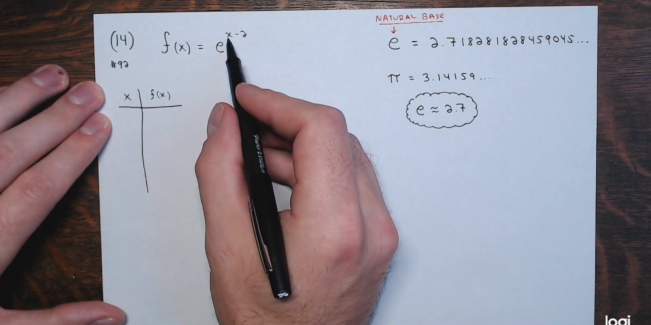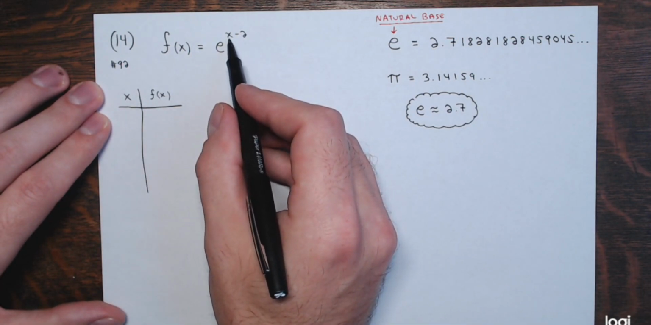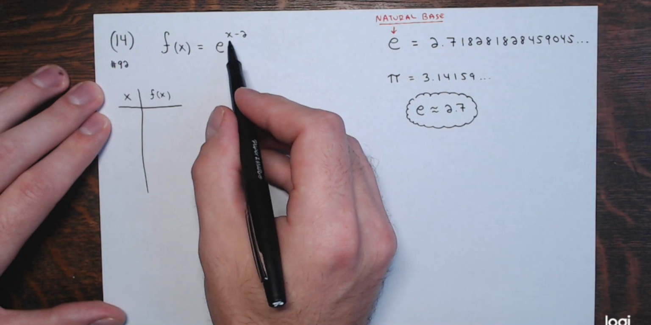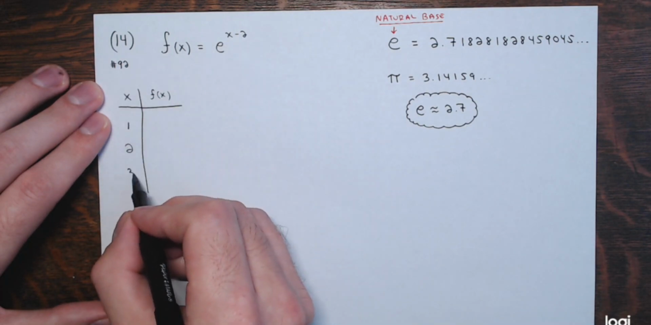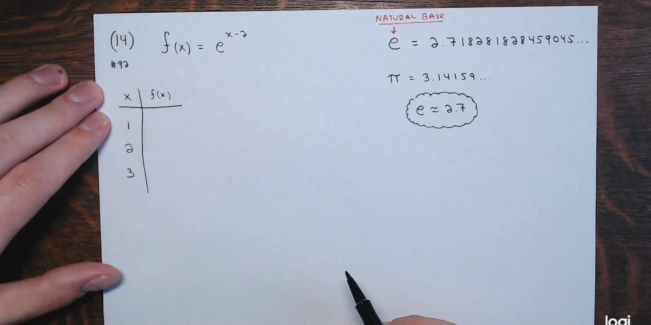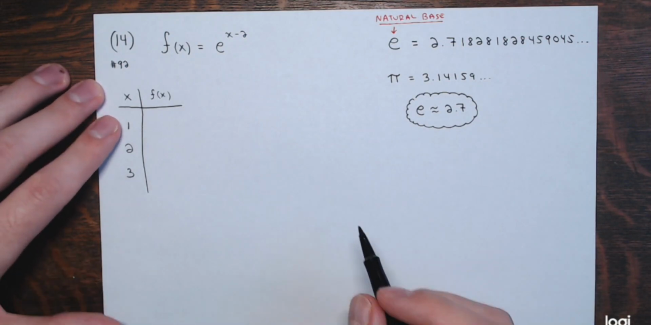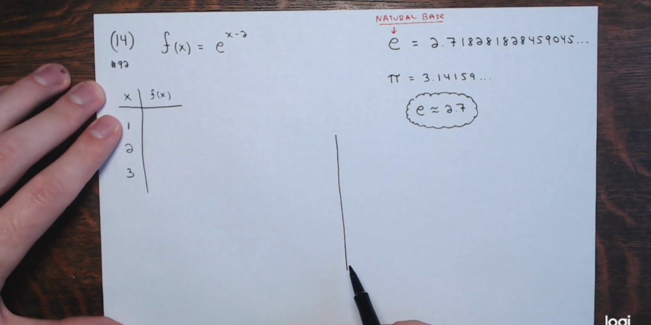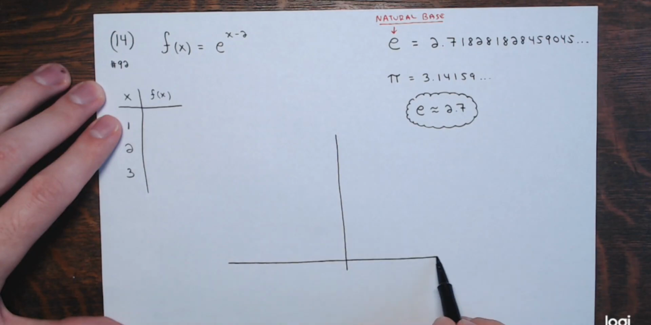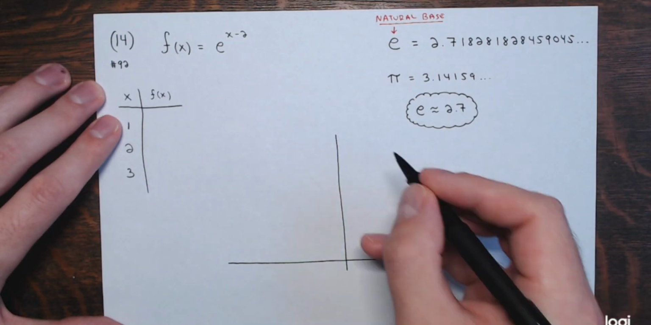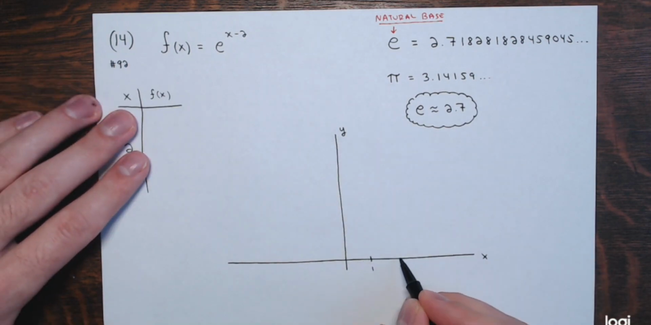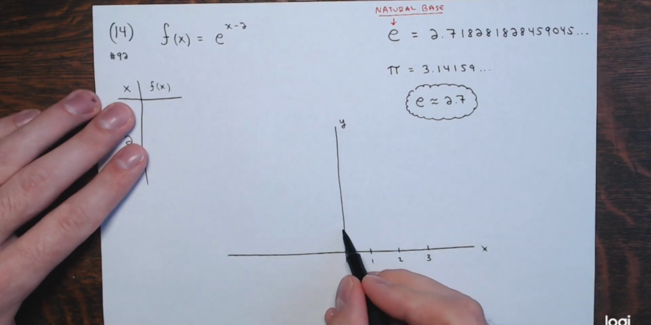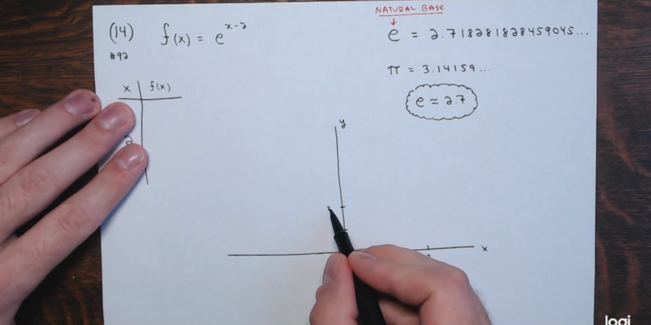I'm going to plug in the value of x that gives me 0 as a power, e to the 0. So that's x equals 2. And then I'm just going to plug in 1 and 3. So 1, 2, and 3. That should be enough to make a rough sketch of this graph. So x, y, and here's 1, 2, 3.